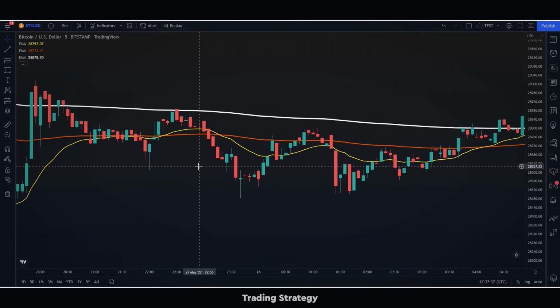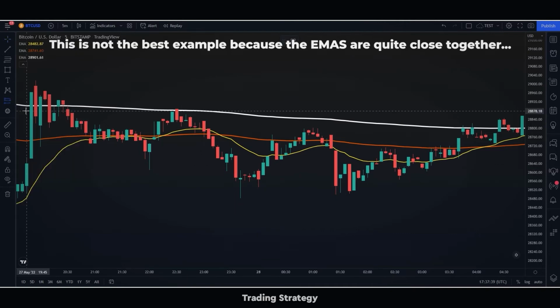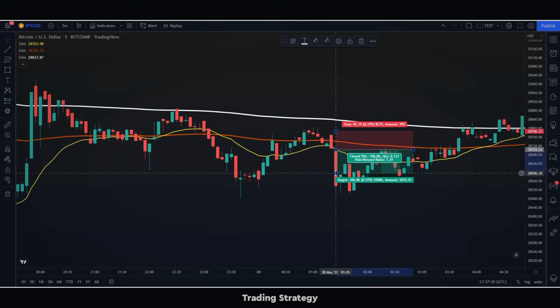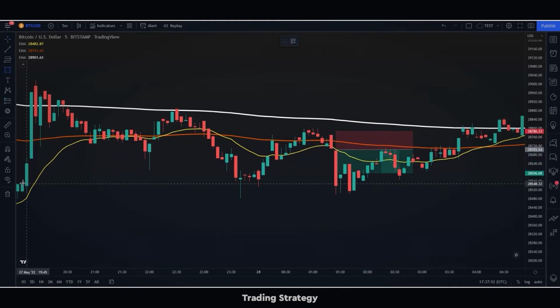In the case of wanting to carry out a sell operation, we must wait for the price to be below the white EMA, and an engulfing candle is formed at the orange EMA. In this case, we want a bearish engulfing candle, that is, a large red candle that opens above the green one and closes below it. This would be the best case.